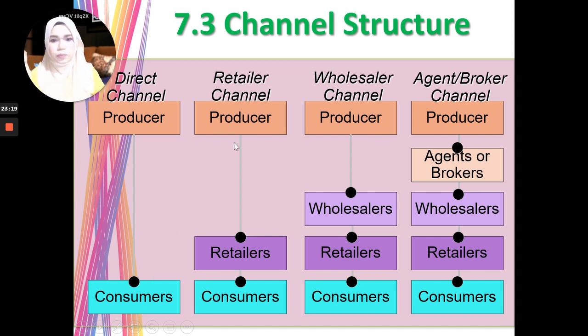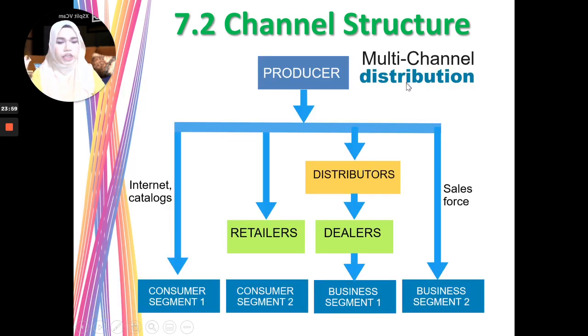A retailer channel is when the producer engages with a retailer or some retailers, not necessarily only one retailer, it can be many retailers, and then the consumer can get the product from the retailers. So that is what we call the retailer channel. A wholesaler channel, of course, will involve the wholesaler. Then the wholesalers will sell to the retailers and retailers will sell to the consumers. And the longest one is the agent or broker channel, where it involves the agent and broker, wholesalers, retailers, and also the consumers.